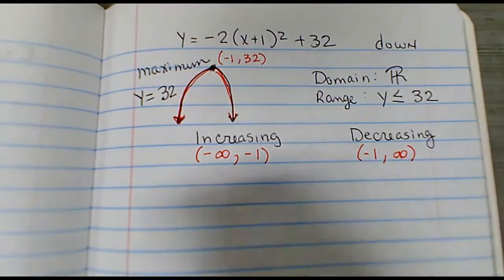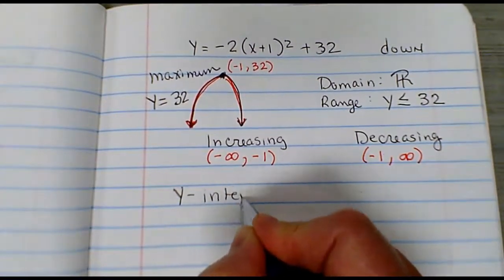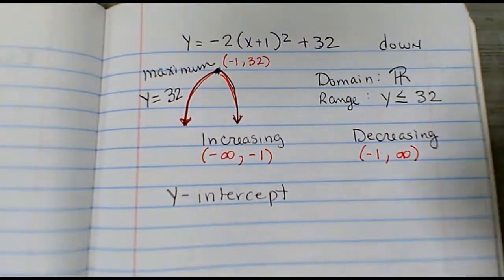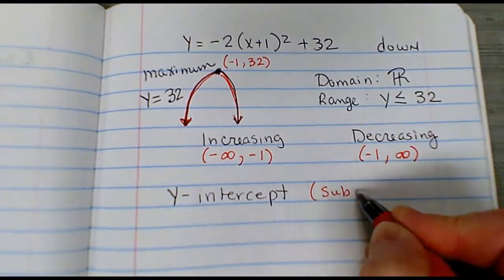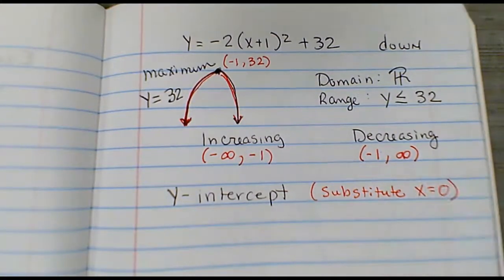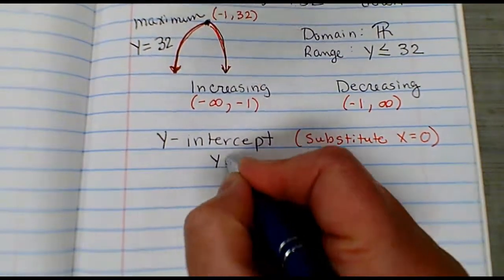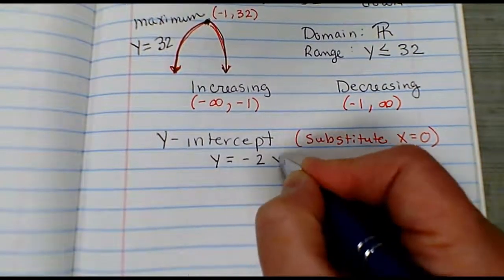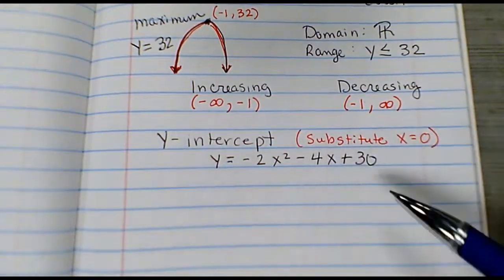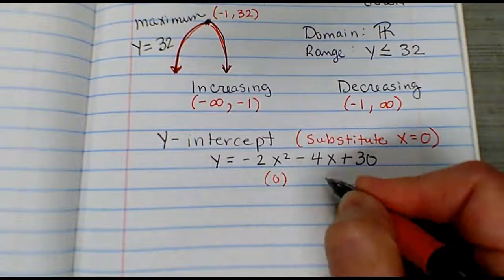Another point that is often of use when we are graphing is the y-intercept. How do you find a y-intercept? It is easiest to find the y-intercept from the standard form that we started with. It can be found from the vertex form. It's just not as easy.